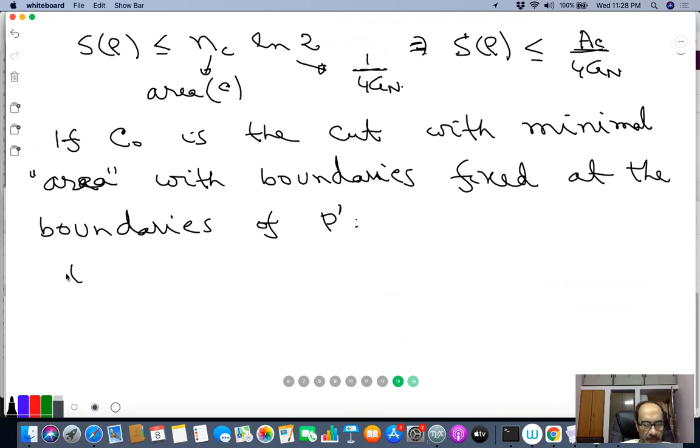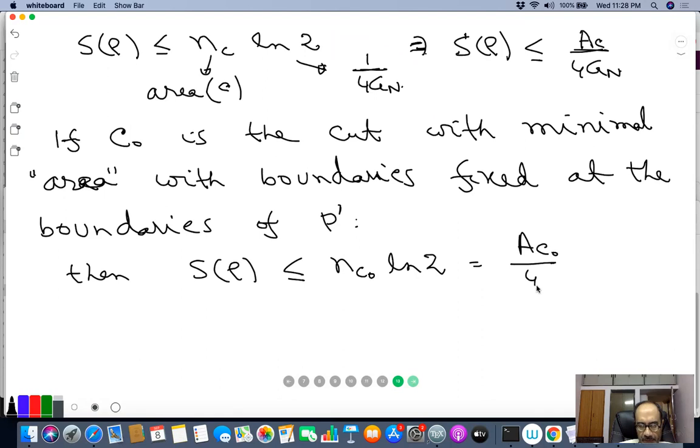Then S of rho is less than or equal to n C naught log 2, which you can interpret as A C naught over 4Gn. So this is a version of the Ryu-Takayanagi formula which is immediately provable, namely that the Ryu-Takayanagi formula at least provides an upper bound to the entanglement entropy of this region. And now we have to do some work to figure out what it will take to make this into an equality.